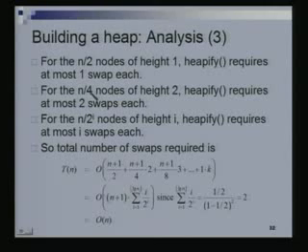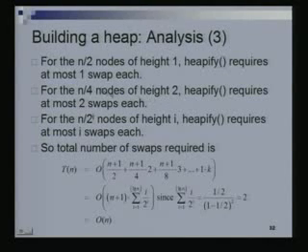For the n by 4 nodes at height 2, the number of nodes is half the number of nodes at height 1. At height 3, the number of nodes is half the number of nodes at height 2, and so on. So at height i, there are n by 2 to the i nodes, and for each of these nodes you require at most i swaps. By swaps I mean the time. You can count the time required by heapify in terms of the number of times you have to swap the location of two elements. The time required by the heapify procedure is just proportional to the number of swaps, so we are just counting the number of swaps here.